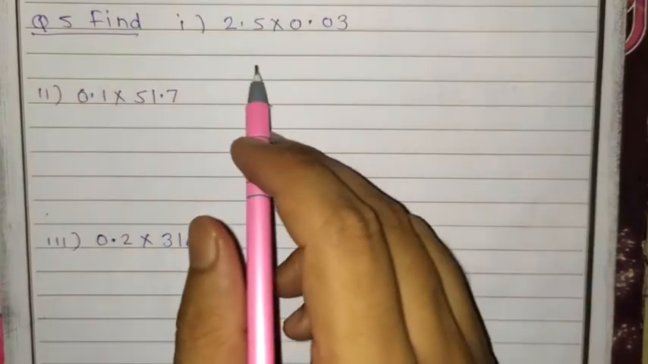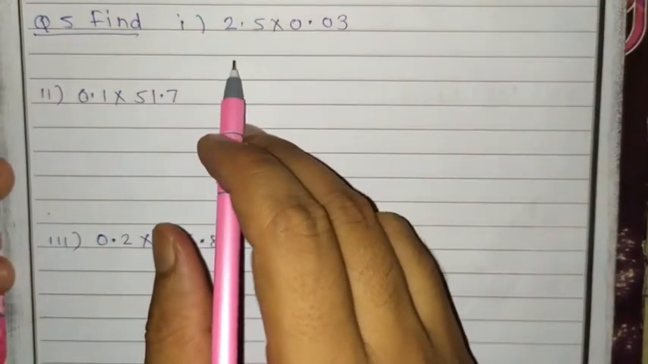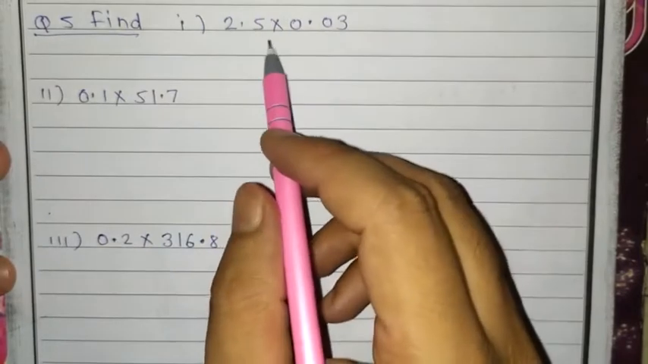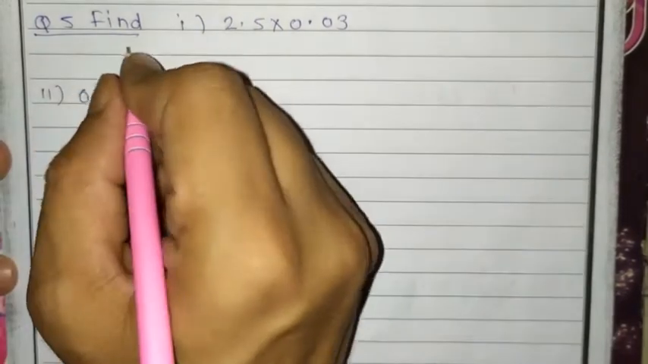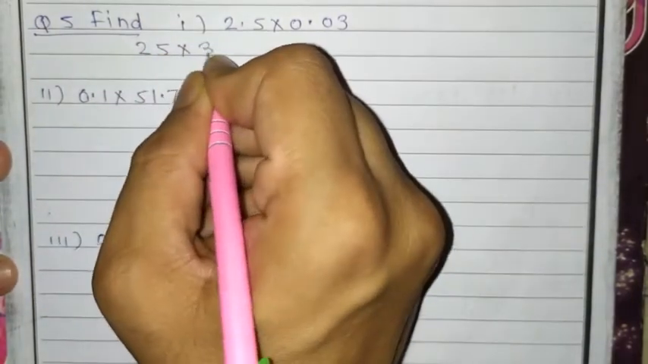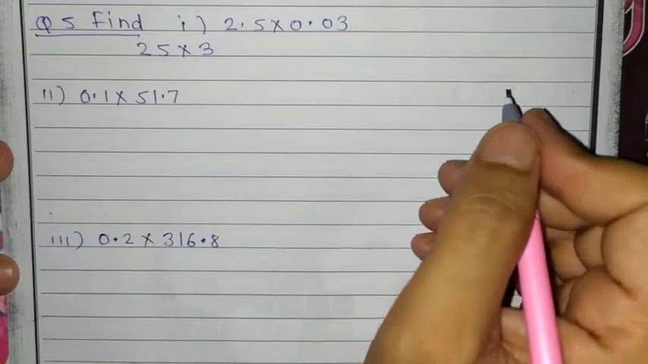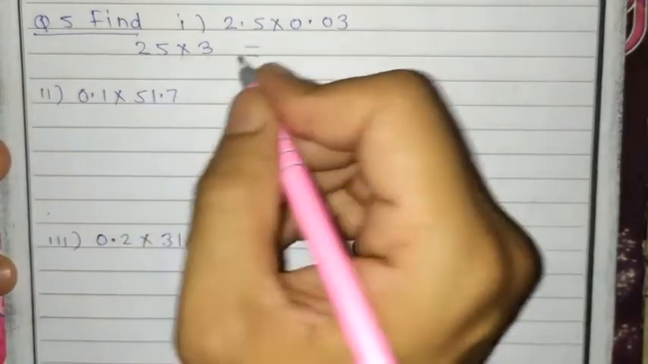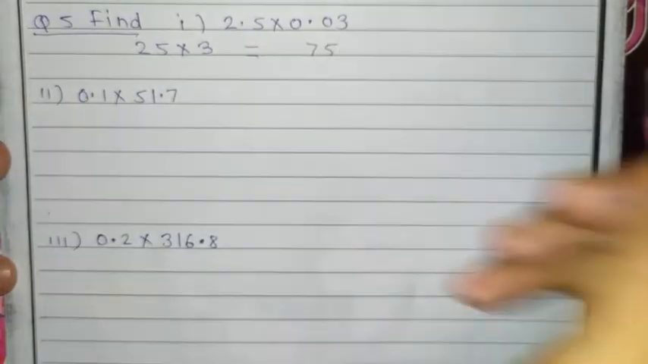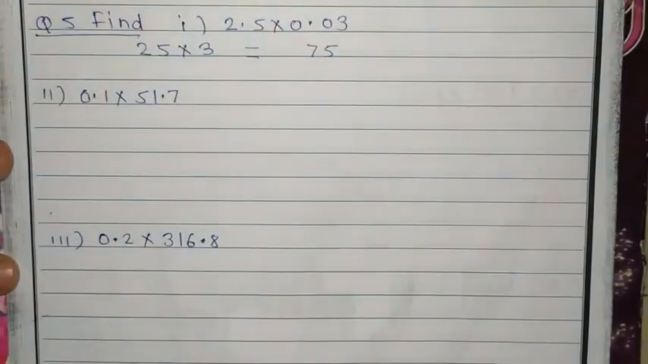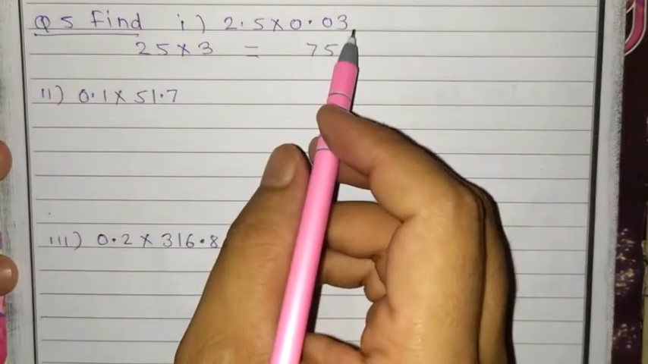So our next question is question number 5, find. Here in this question you observe both the decimal numbers are there. So in such a case you have to remove the decimal point and write the number as it is first. After writing, as you know, 25 into 3 is 75. Then you have to think about the decimal point. So from the right hand side you count.